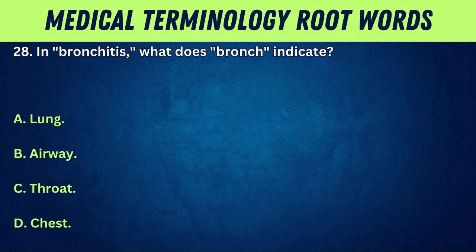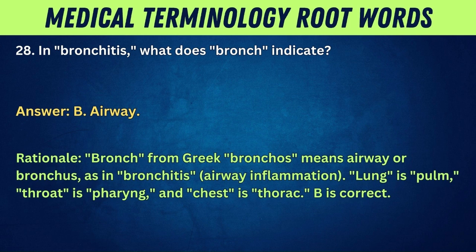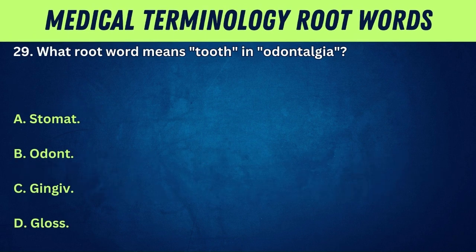28. In bronchitis, what does bronch indicate? A. Lung. B. Airway. C. Throat. D. Chest. Answer: B. Airway. Rationale: bronch from Greek bronchos means airway or bronchus, as in bronchitis, airway inflammation. Lung is pulm, throat is pharynx, and chest is thorax. B is correct.